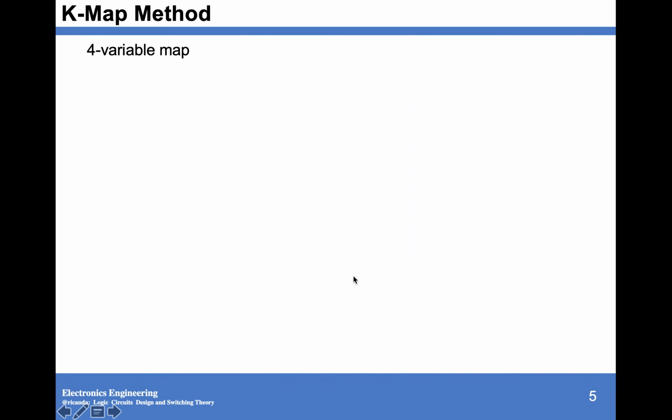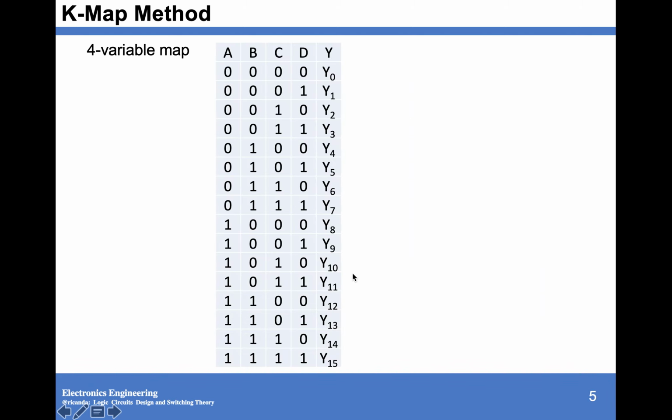For your four variable map, we have 16 input combinations and we have 16 output values from Y0 to Y15. So it means that you have 16 squares, or 16 cells, in your map.